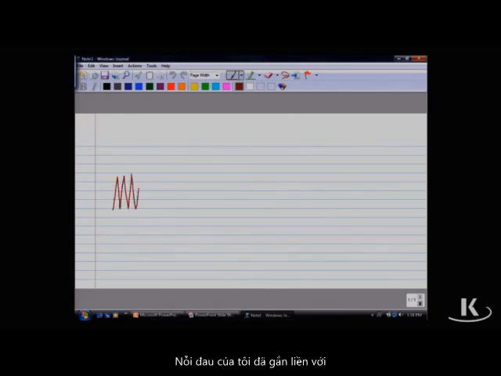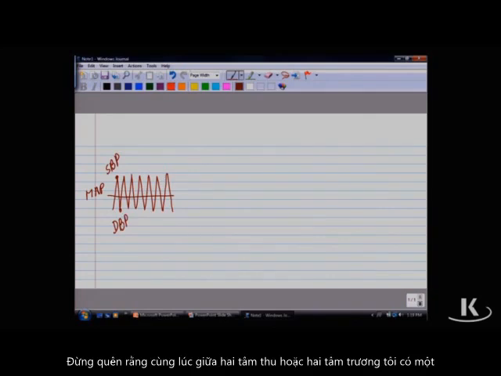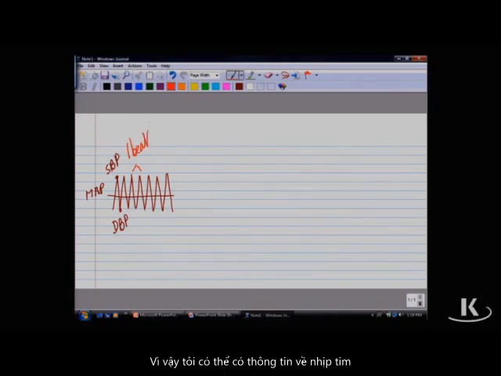My pen has been attached to a cardiovascular system, if you want, and through that baseline, I'm looking at mean arterial pressure as basically a line that is bisecting systolic blood pressure and diastolic blood pressure. Let's not forget that at the same time, between two systolic or two diastolic, I have one beat, therefore I can have information on the heart rate.